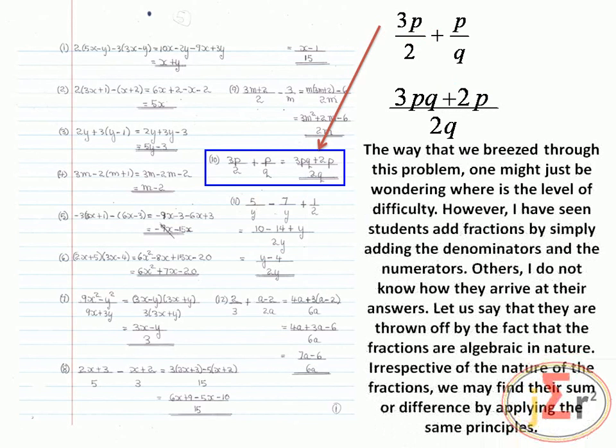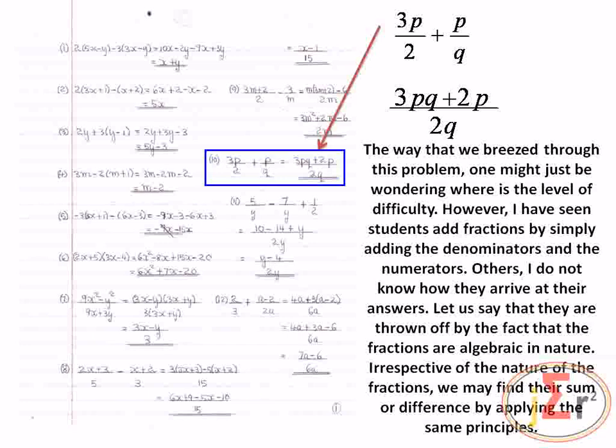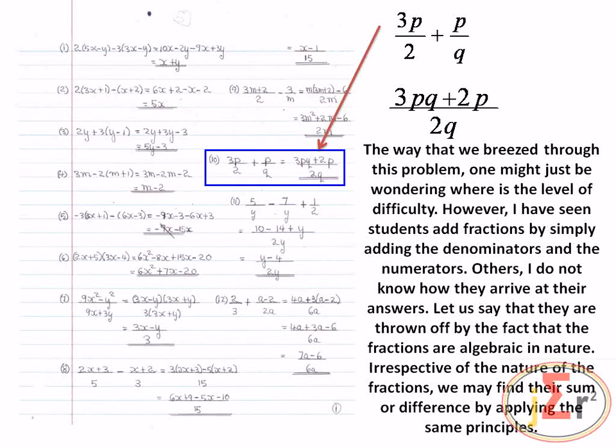And the way that we breezed through this problem, one might just be wondering, where is the level of difficulty? However, I have seen students add fractions by simply adding the denominators and adding the numerators. Others, I do not know how they arrive at their answers. Let us say that they are thrown off by the fact that the fractions are algebraic in nature.